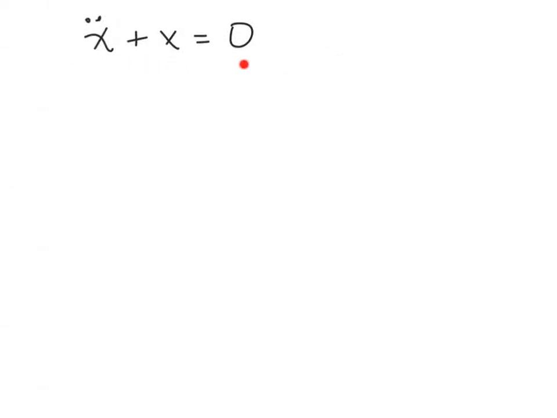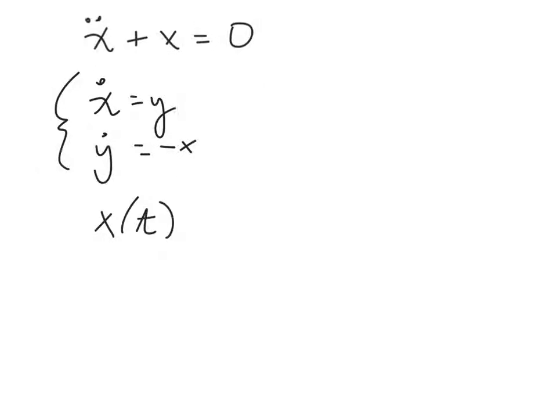We start with the equation of a simple harmonic oscillator, x double dot plus x equals 0. You might recognize this as the equation for a linear spring, and we can re-express it as a system of equations. We know about solutions to this particular equation, or we should. They're of the form x of t equals a cosine t plus b sine t.